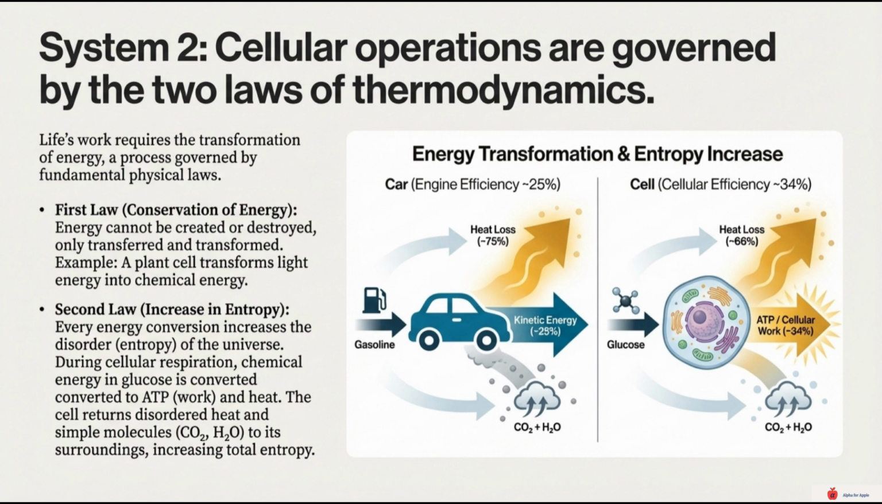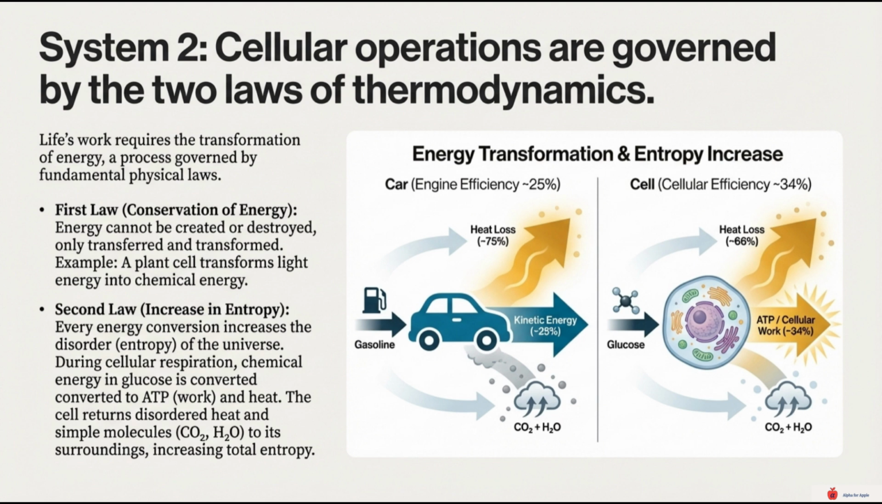And the cell? The cell is a bit better. Cellular respiration captures about 34% of the energy from glucose as useful energy for work, but the remaining 66% is lost as heat. So next time you're sweating through a tough workout, you can remember that you're basically just a high-tech furnace burning off the entropy of the universe at 66% inefficiency. That's one way to look at it.